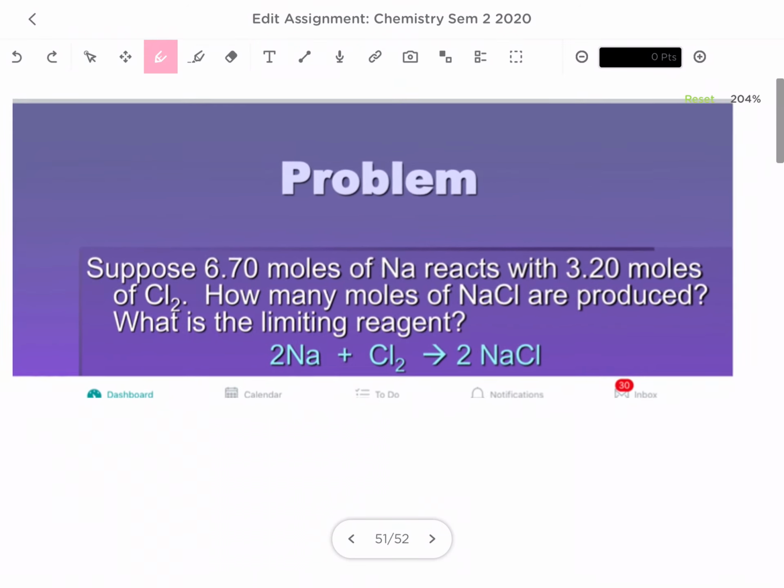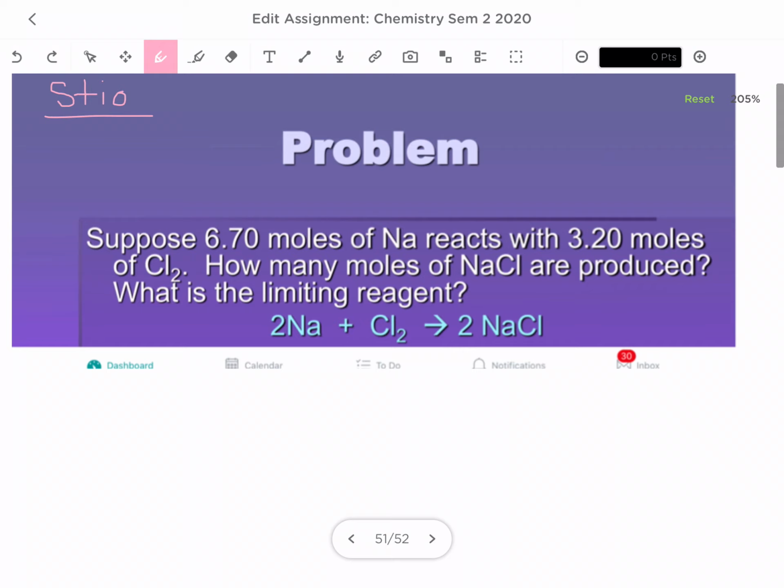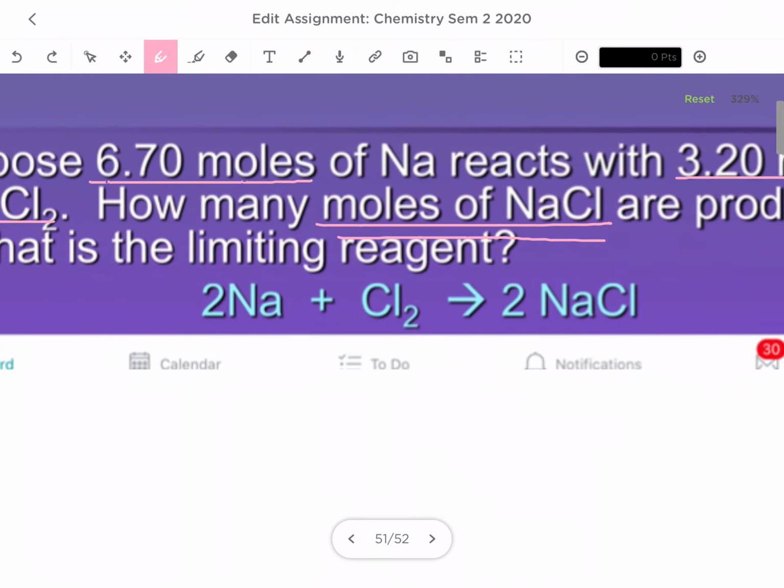So guess what? This is more stoichiometry problems. We're not getting away from stoichiometry. It's just that with this problem, you're given 2 amounts of reactants, and you are trying to figure out how much product you can make.